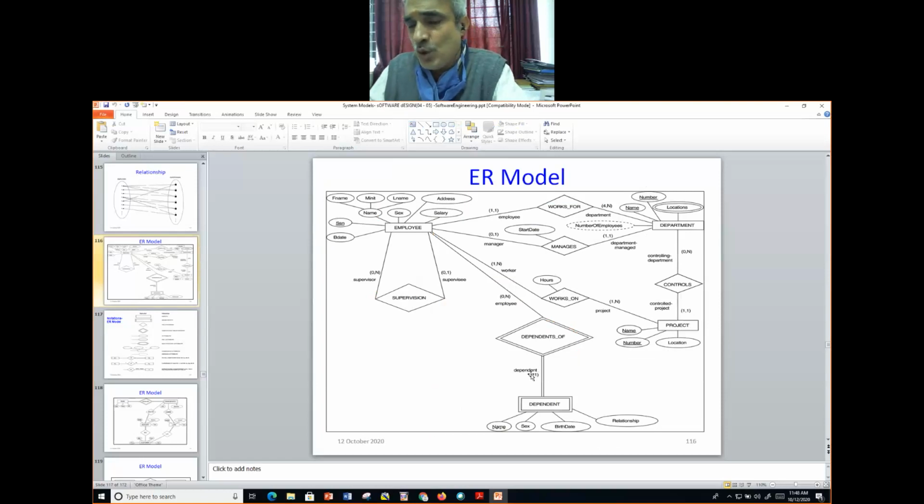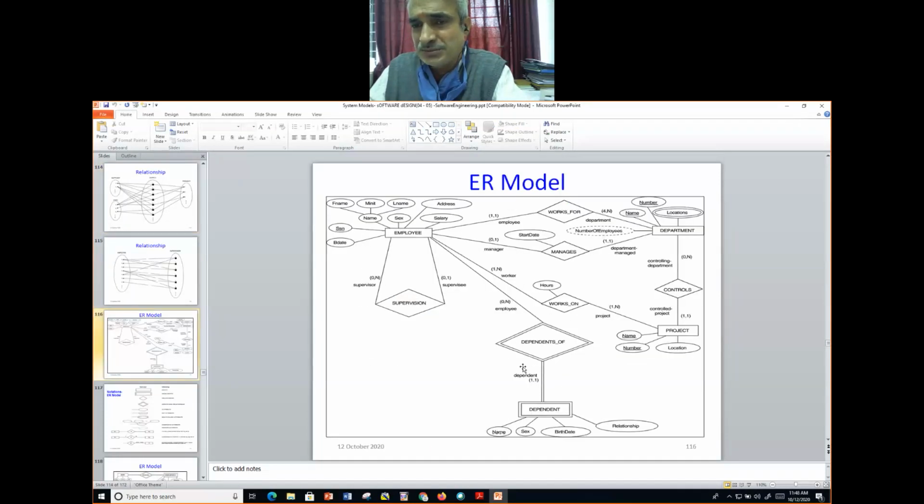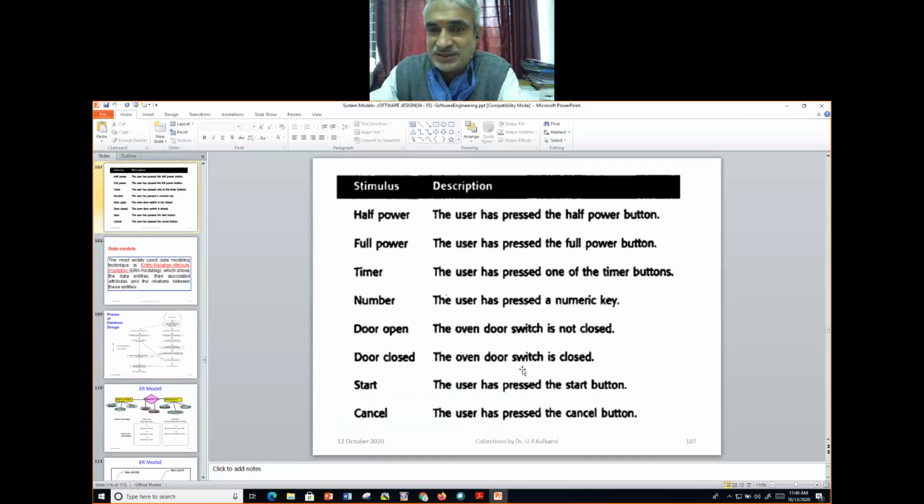Now shall we move to the object-oriented model? Shall we move to the object-oriented model with your permission? What is the meaning of permission here? Give a clarity, give a clearance that you understood it, so that I can get into the next one. Yes, sir, definitely. That's good. That's a good response.